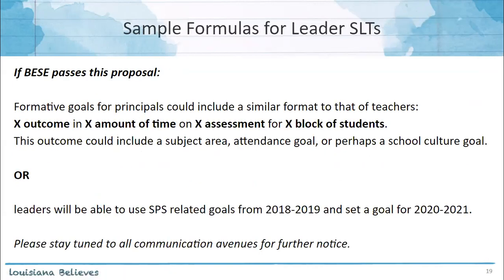So if BESE passes this proposal, formative goals for principals could include a similar format to that of teachers: X outcome and X amount of time on X assessment for X block of students. This outcome could include a subject area, an attendance goal, or perhaps a school culture goal. Or leaders could use the SPS related goals from 2018-2019 and set a goal for 2020-2021. Please stay tuned to all communication avenues for further notice on this decision.